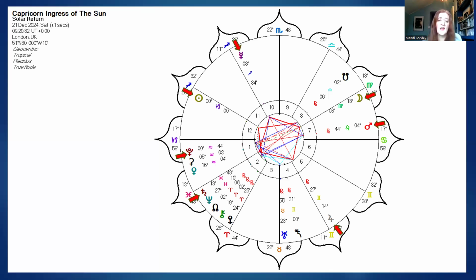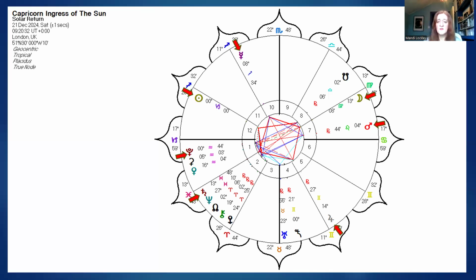And the Sun is in a T-square. A T-square is a dynamic aspect. It kind of invites us. It brings situations in our life that invite us to take action, really.